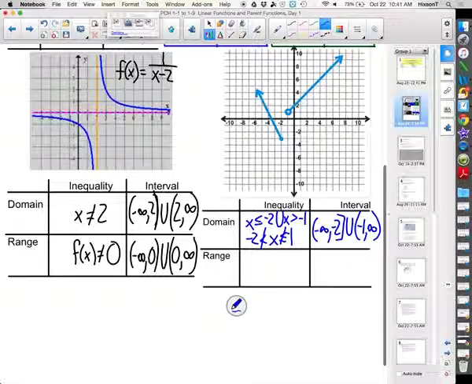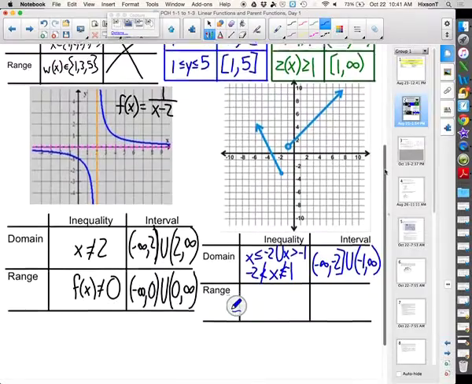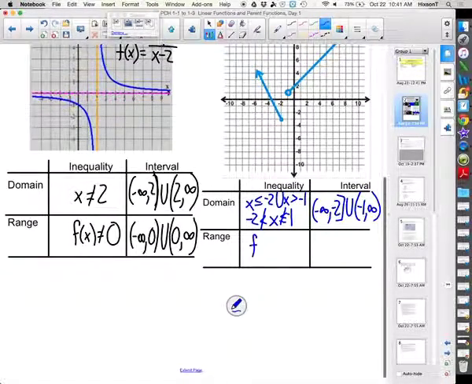Alright, so what's the range on this one? -3. Yeah, good. It's greater than or equal to. Here, f of x is greater than or equal to -3. So we would have bracket -3 to infinity. So that's not too hard, right?